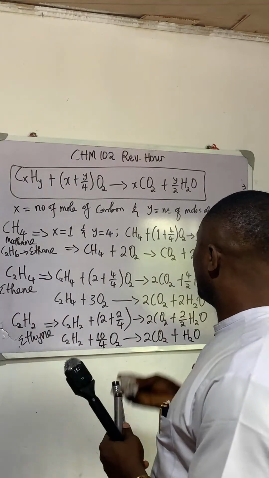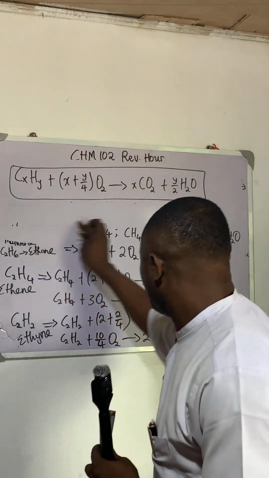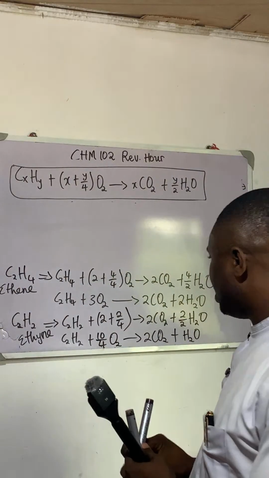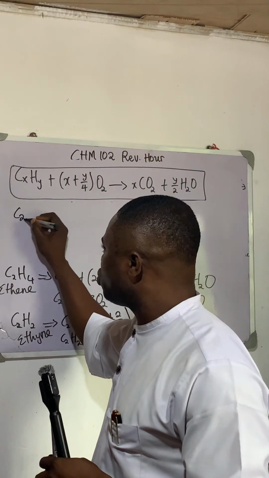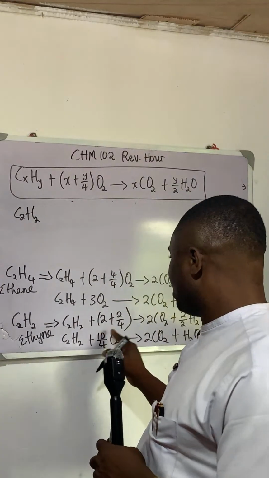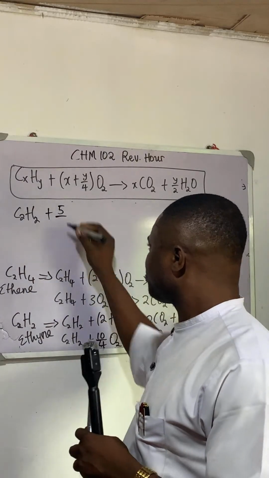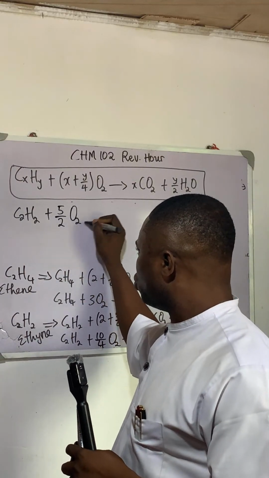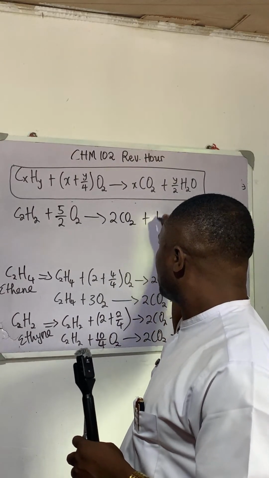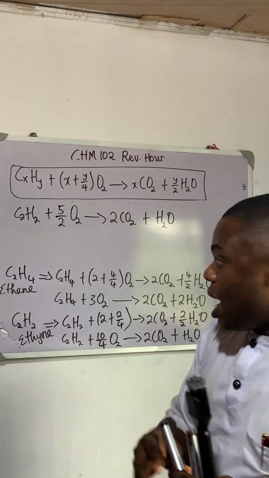Because when 2 is divided by 2, that will be eliminated. Permit me, let me use the upper part to complete it so that you see it clearly. Now, what is the next line of action? We now have C2H2 plus, of course, 10 divided by 4 will give you 5 over 2 O2, giving you 2CO2 plus H2O. This is a balanced equation.